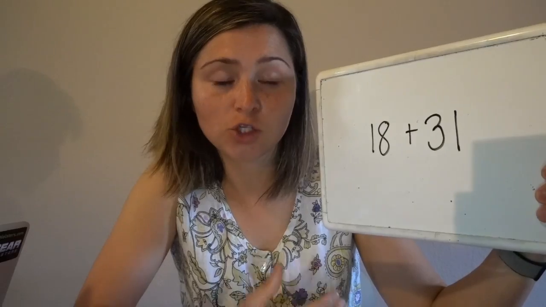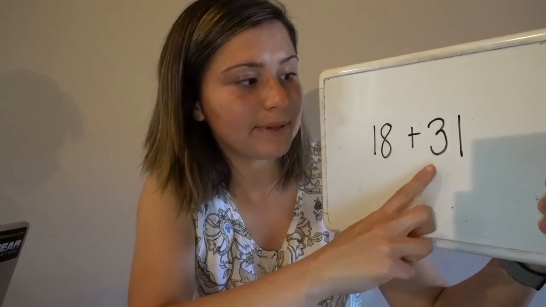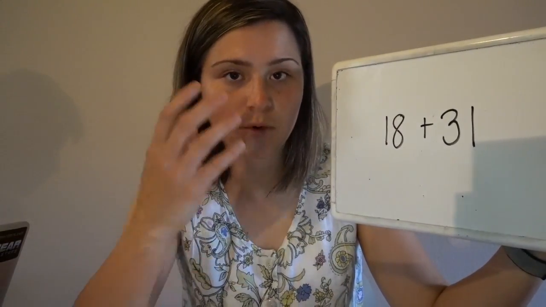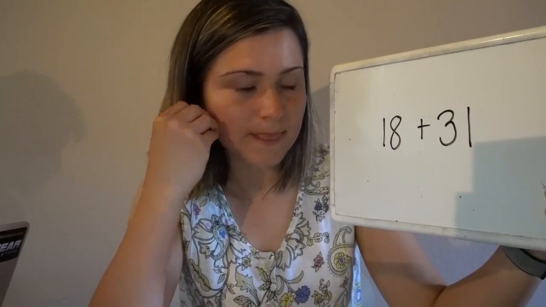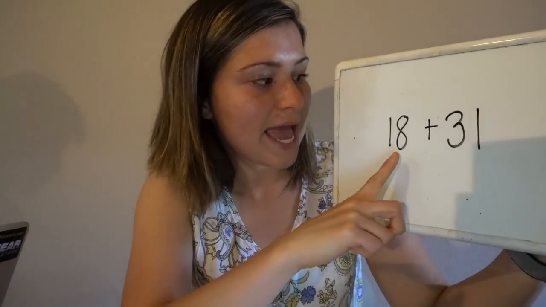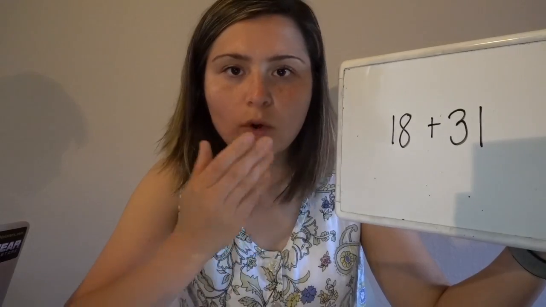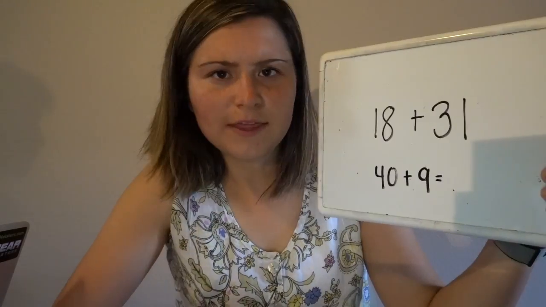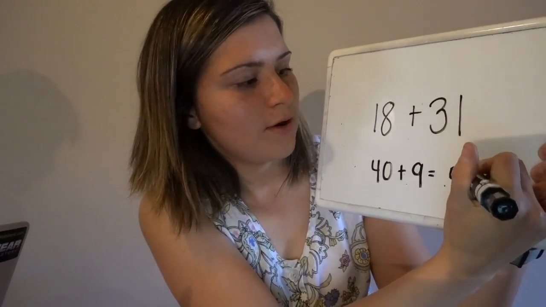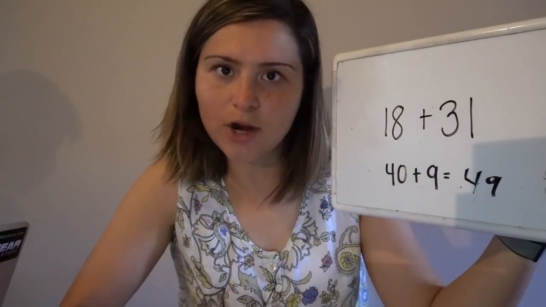18 plus 31. So we're doing this mentally. 10 plus 30 equals 40. So I want to hold that in my mind, 40. Now I want to add my ones together. 8 plus 1 equals 9. What's going to be my final equation? This looks like another way to make the sum 49, just like our previous equation.